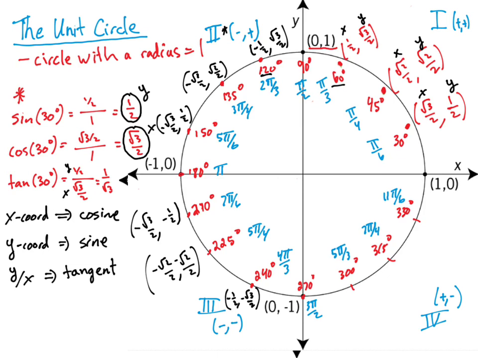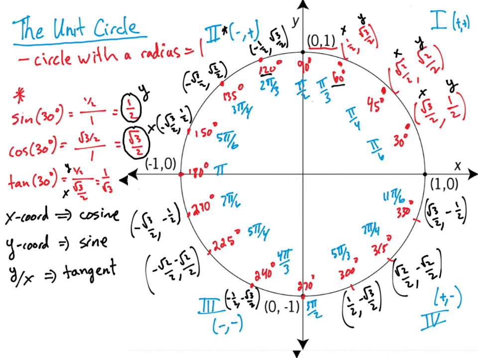Moving along, 300 degrees is a reflection of 60 degrees. This time, x is positive, y is negative. 315 is a reflection of 45. X is positive, y is negative. And then 330 degrees, or 11 pi over 6, is a reflection of 30. So root 3 over 2, -1/2. Okay, so that is the unit circle.